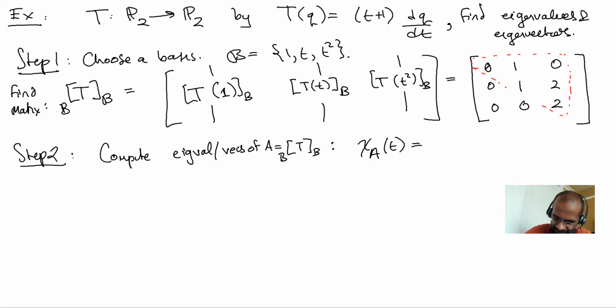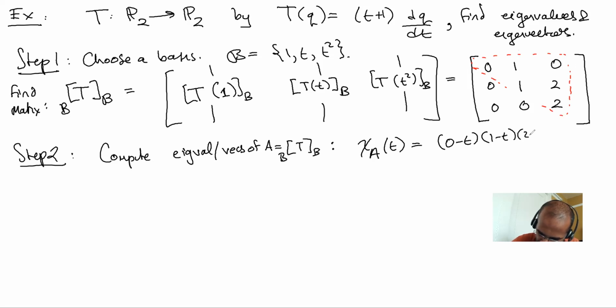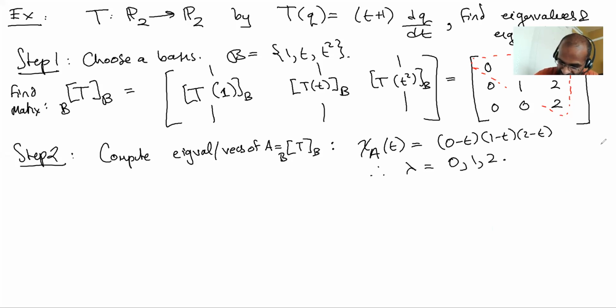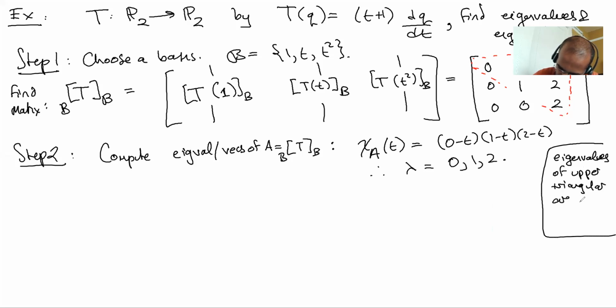So when I do the determinant of this matrix minus t, I'll just get 0 minus t times 1 minus t times 2 minus t. And then it's obvious what the eigenvalues are. The eigenvalues are 0, 1, and 2. Or I could just say, for upper triangular matrices, the eigenvalues are the diagonal entries. This is a general fact.